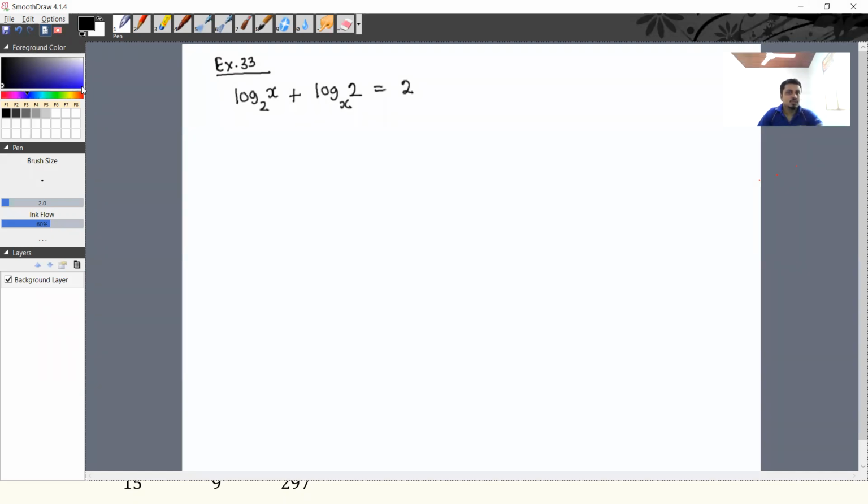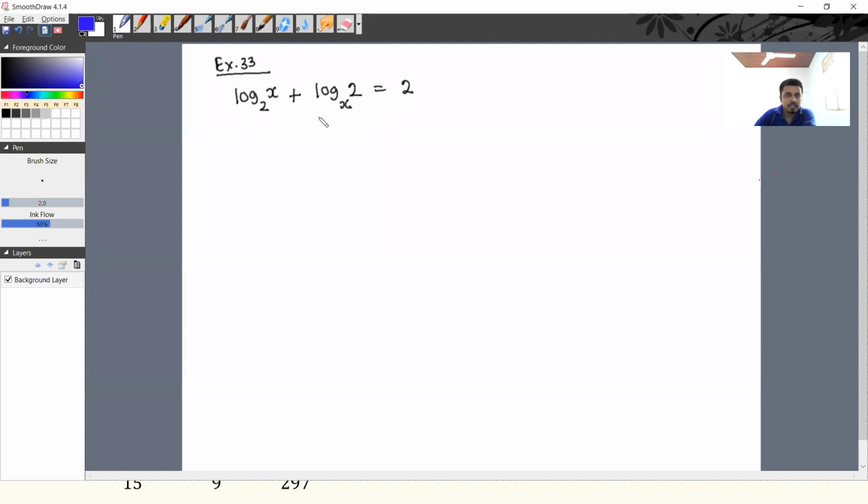Here, what is the issue? We can't write it as x into 2. Why? The base values are different. Here the base value is 2 and here the base value is x. We cannot write it as log of 2x to the base 2 or 2x to the base x. We can't write it as such. Why? Because the base values are different.